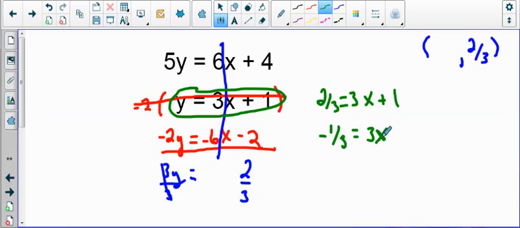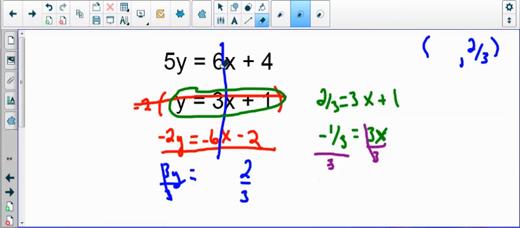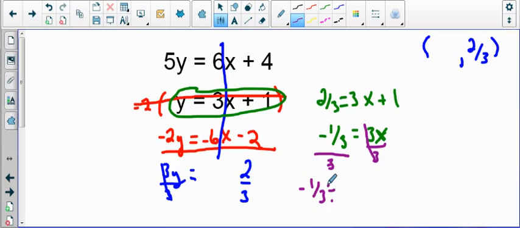Now I'm trying to get the x by itself, so I have to divide that 3 out. So what I end up with is negative 1/3 divided by 3 is equal to x. Well, that's the same thing as negative 1/3 divided by 3/1, because this is 3/1, divided by 3/1.